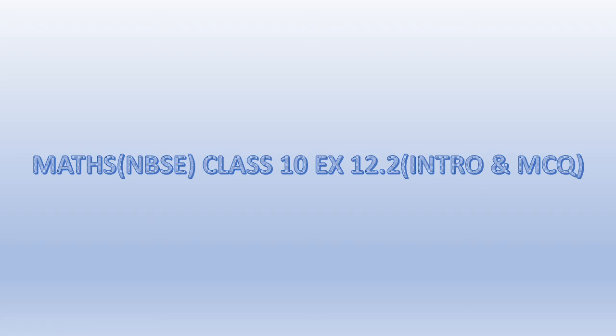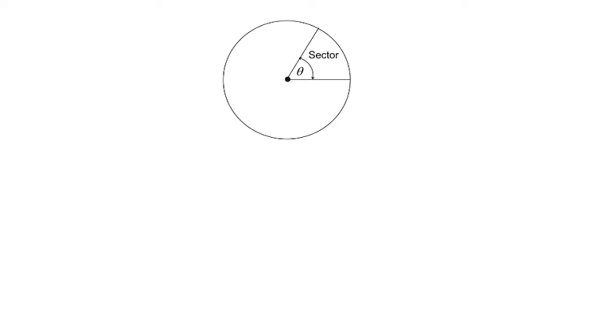Okay, so we'll first go with the introduction. We're talking about circles, right? Here you see the word sector. A sector is actually an area, the area enclosed by two radii. See, these are two radii and an arc. This given line is called an arc.